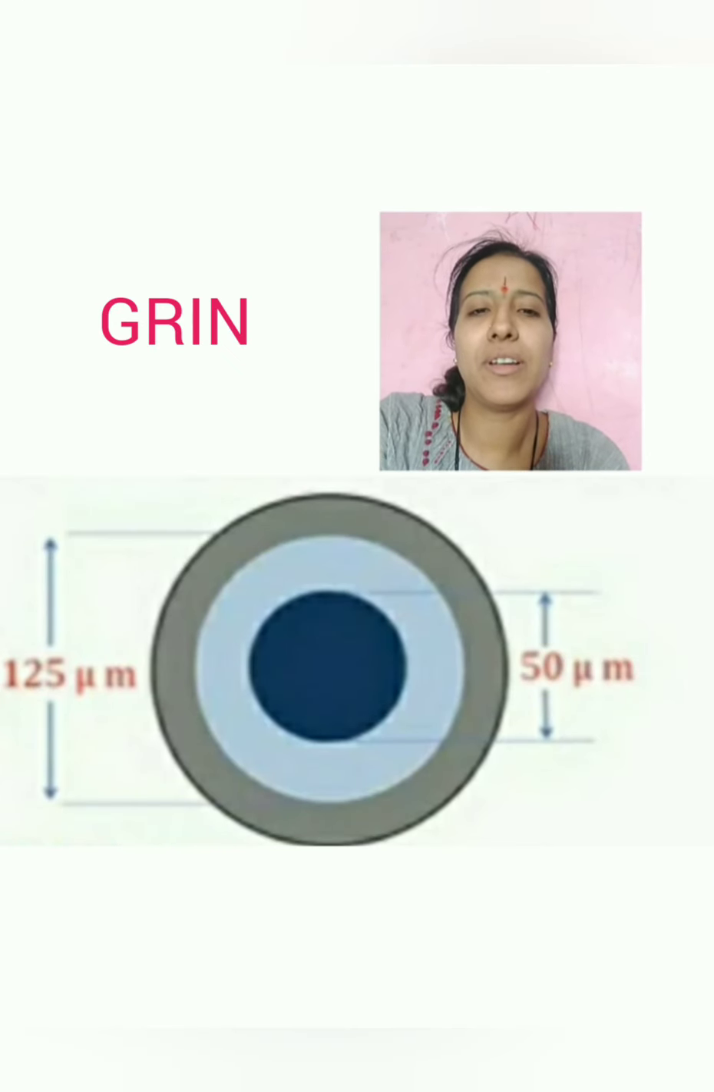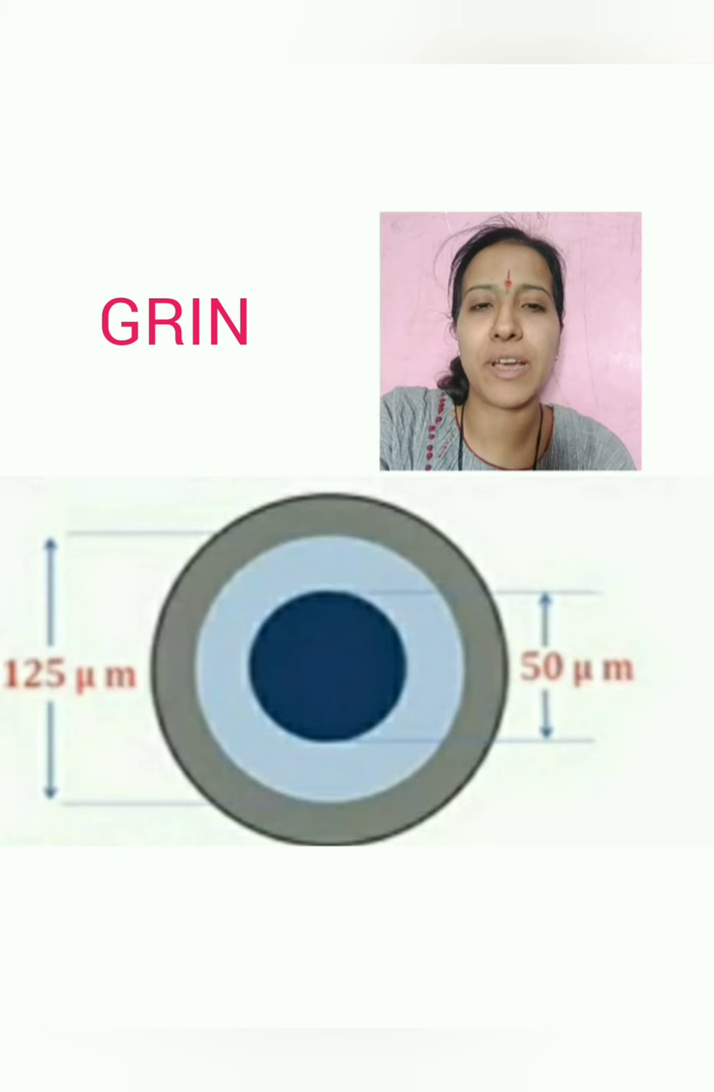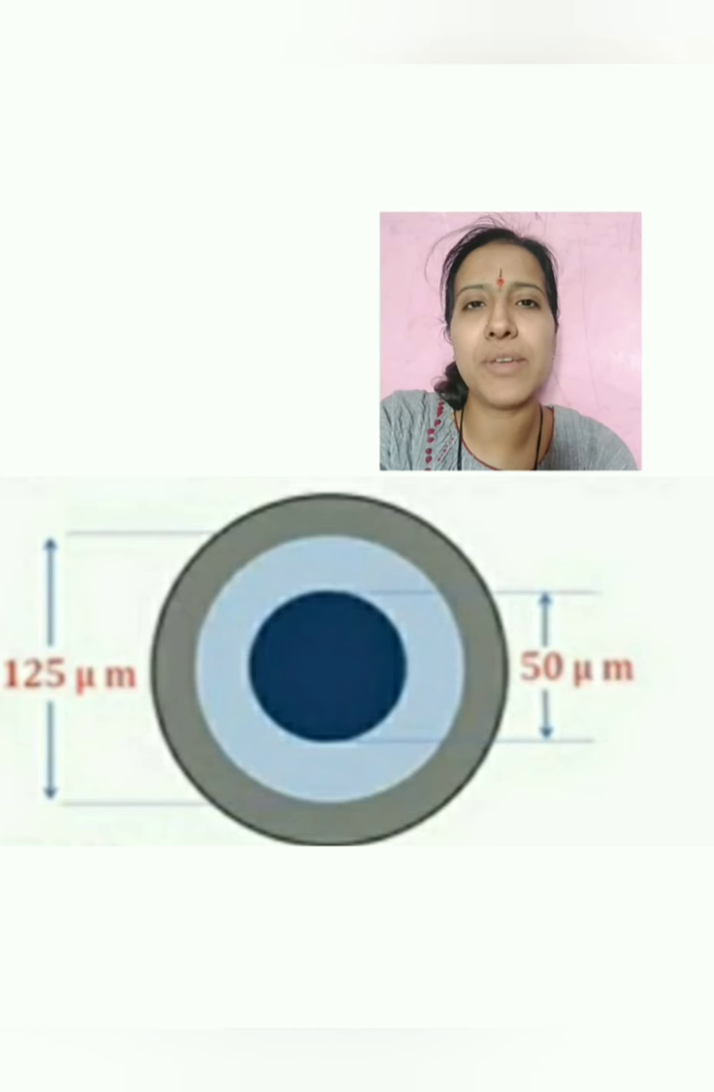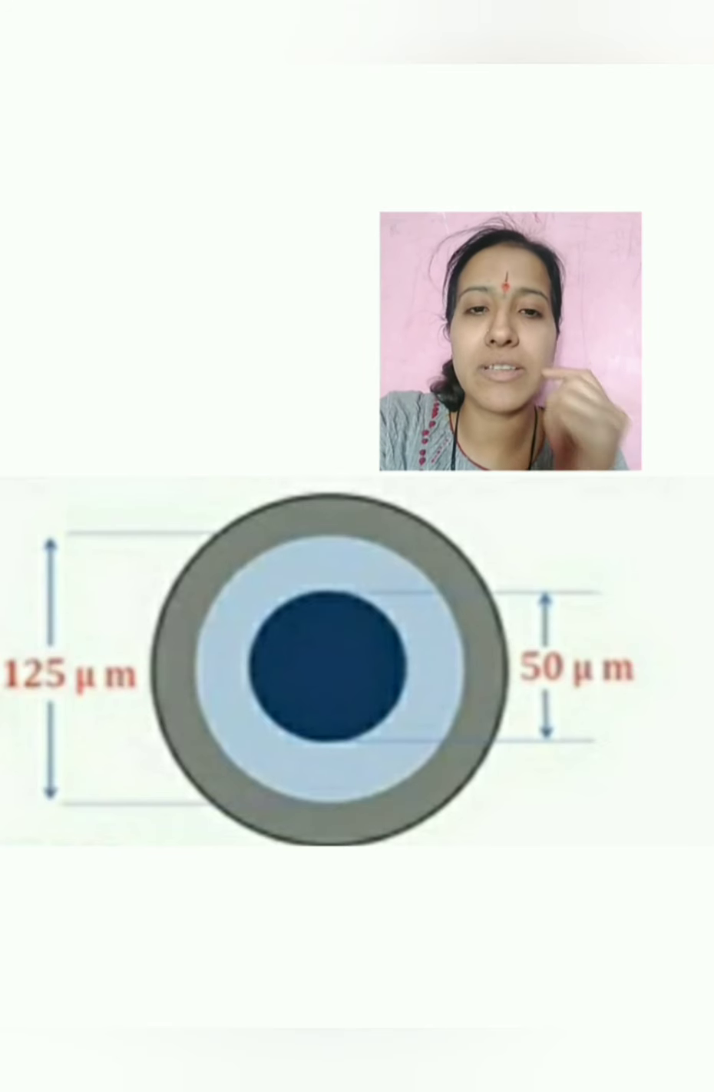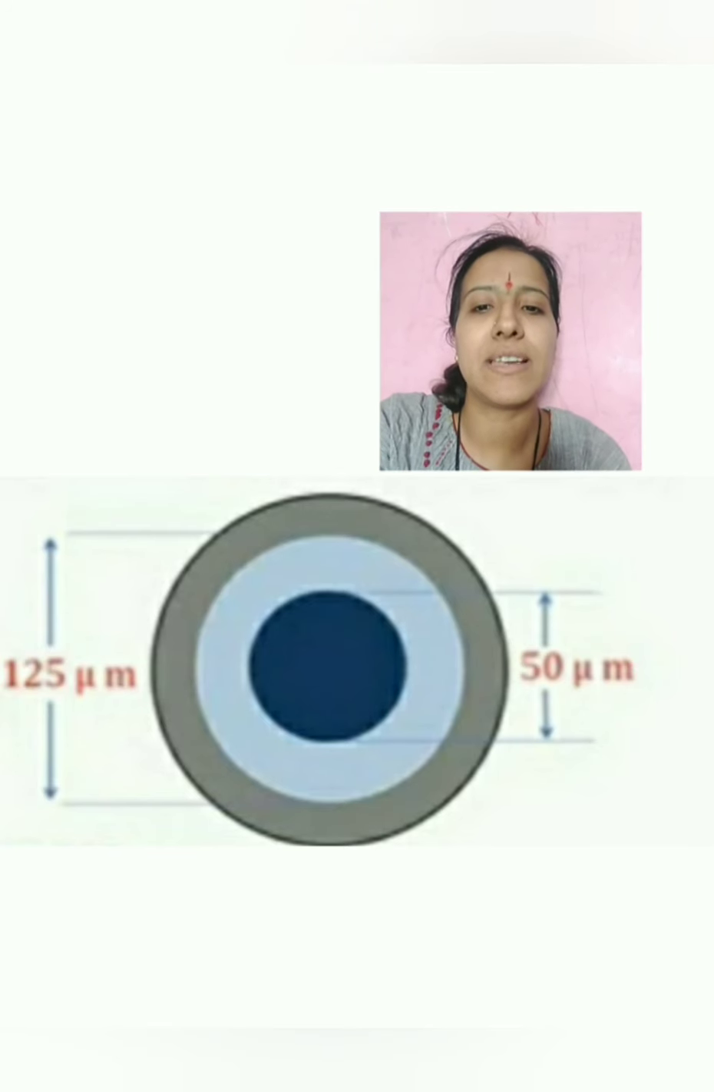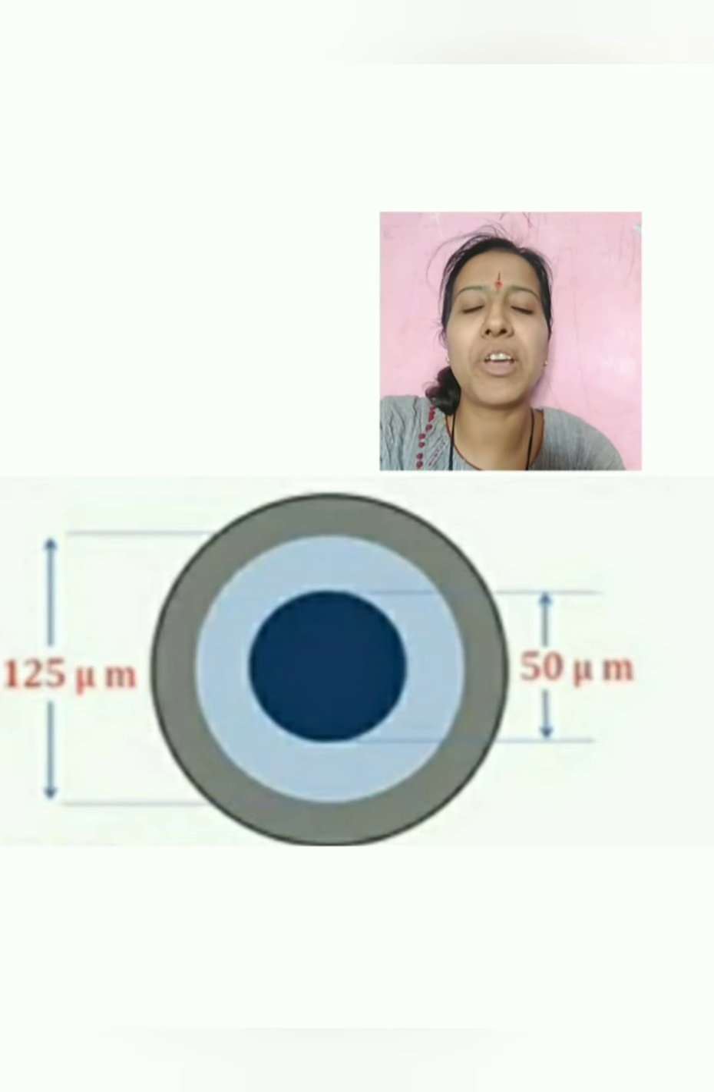You see, the graded index optical fiber is also called as GRIN, G-R-I-N, whose construction is also the same as that of the step index multimode optical fiber. See, here also the core has the same refractive index as before, and so does the cladding. Because of multimode, we require the core to be quite larger in diameter.